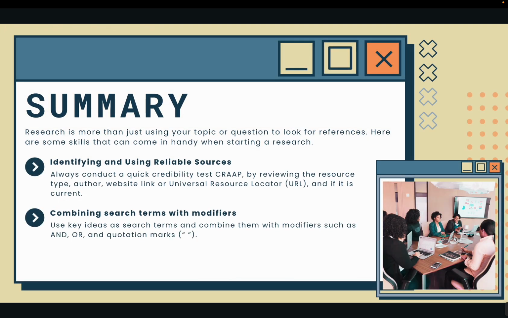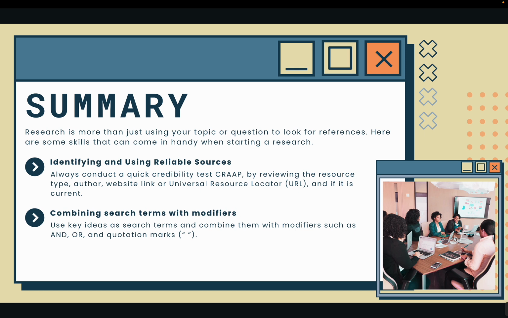In conclusion, research is about more than just using your topic or question to look for references. Here are some more skills that can come in handy when starting a research topic. Identifying and using reliable sources. Always conduct a quick credibility test, or the CRAP test that we learned, by reviewing the resource type, author, and web link or Universal Resource Locator URL, and if it's current.